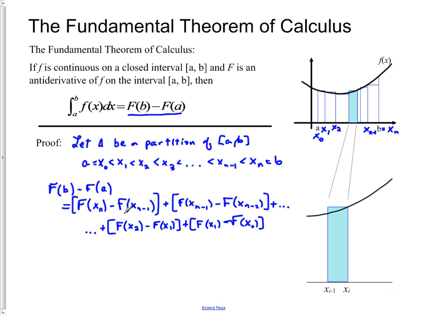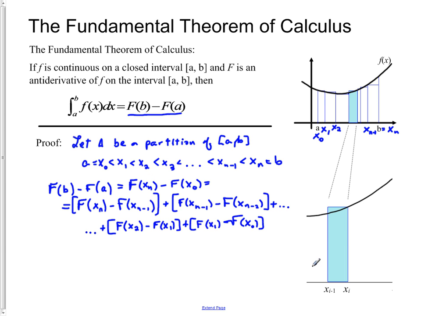Of course, negative f of x of n minus 1 plus f of x of n minus 1 drops out. And this is what we call a telescoping series. All of the middle terms just drop right out, leaving us with f of x of n minus f of x of 0. So it's completely equivalent to this statement, f of b minus f of a. Because the endpoints at a and the endpoints at b are x of n and x of 0.